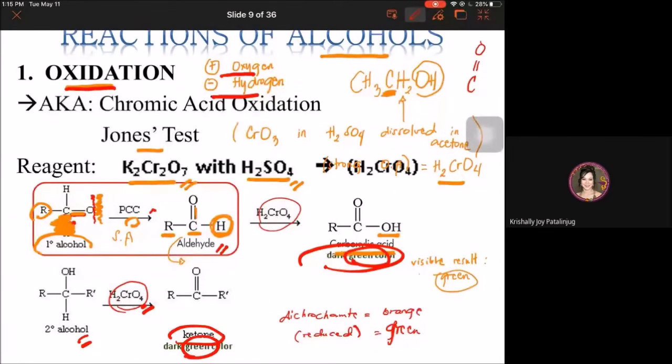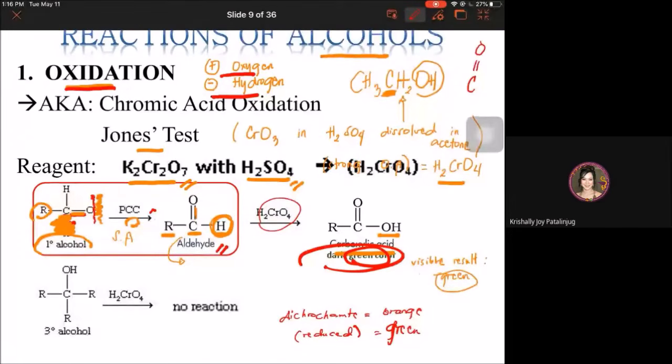So we are done with primary and secondary alcohol. Primary: the final product is carboxylic acid, if strong oxidant. Secondary alcohol: the final product is ketone. Then again, tertiary alcohols are resistant to oxidation. Whatever oxidizing agent you use, even the strongest, there is no reaction with tertiary alcohol. Why? Because they have no available hydrogen atoms attached to the carbon bearing the OH, so they are not oxidizable. Okay, so we are done with oxidation.